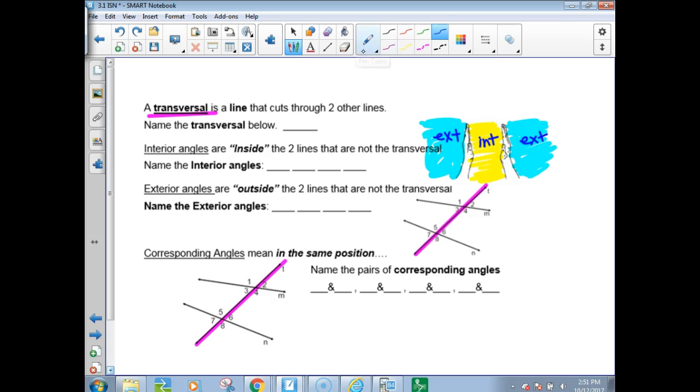Okay, so we're going to name the transversal that cuts through the lines down here and here. This is the same exact diagram. One's a little bit blown up. So transversal is line T.